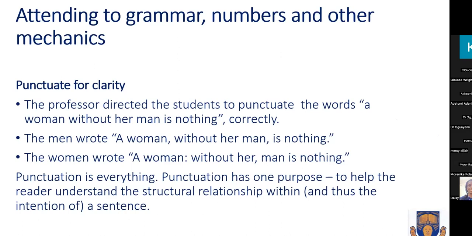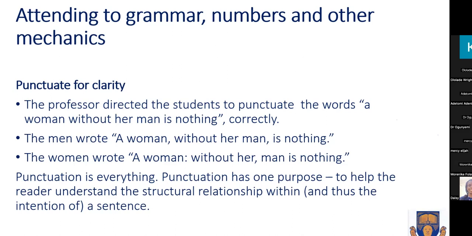The woman wrote, "A woman, colon, without her, man is nothing." In effect, a man is nothing without a woman. These are the same words, two different meanings based on the use of punctuation. Believe me, punctuation is everything.